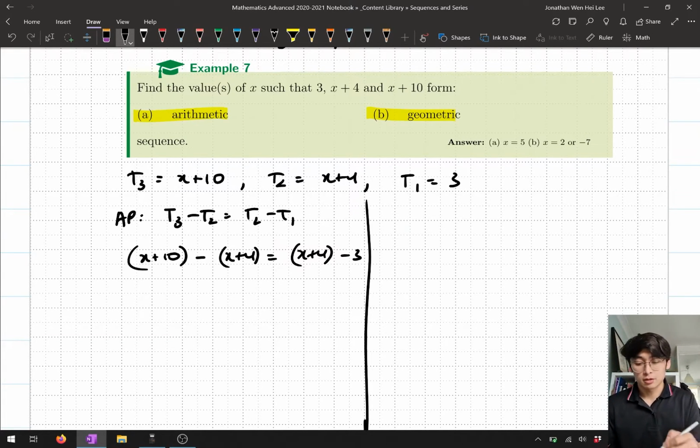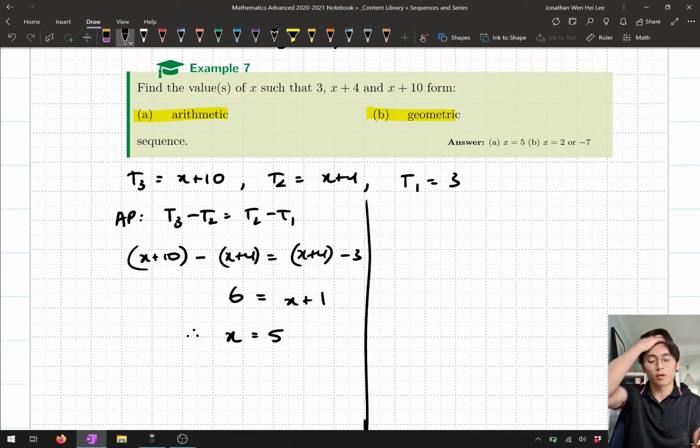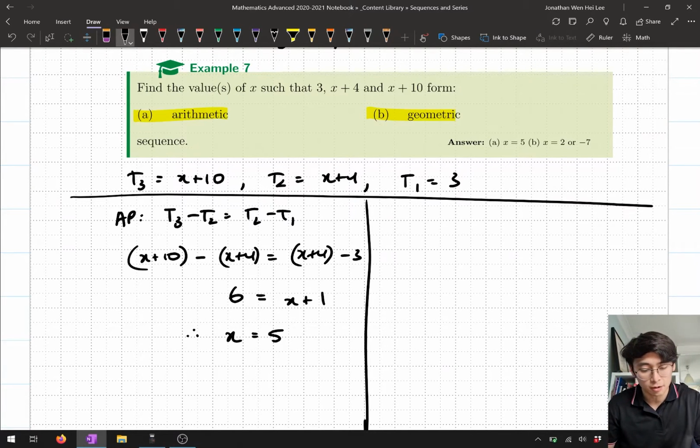Okay, let's just simplify both our sides. On our left-hand side, we've got x plus 10 minus x plus 4. That just becomes 6 is equal to x plus 1. So therefore, x is equal to 5. So in order for this sequence to make an arithmetic progression, we need x to be equal to 5.